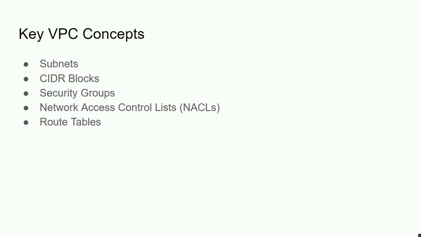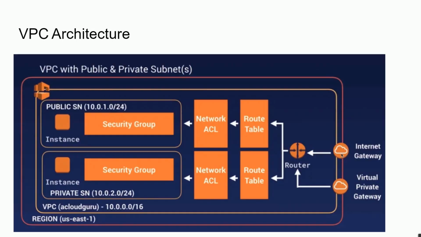And the route table. The route table is how the traffic is being managed, which traffic goes for external communication and which is for internal. So let's discuss more on the key concepts. This is the VPC architecture.